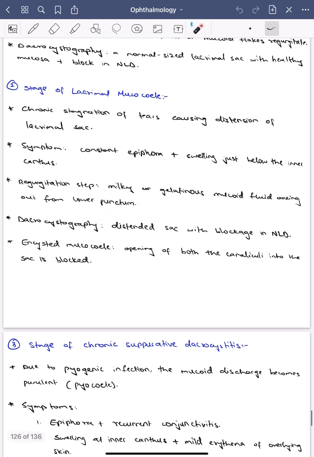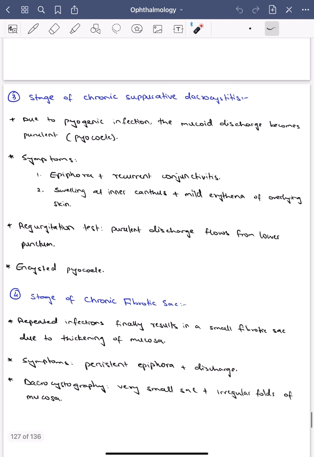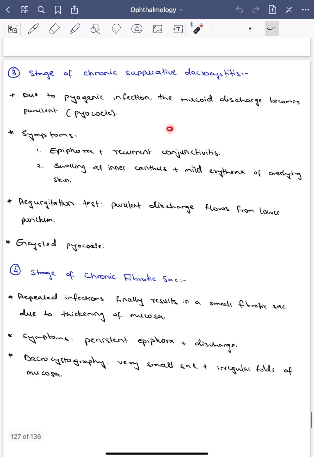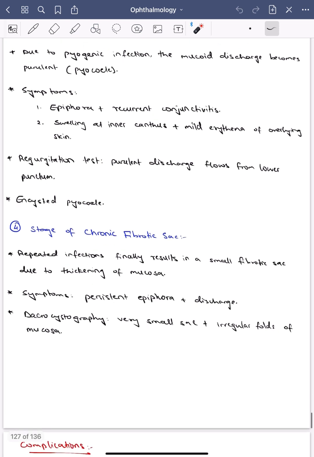Next is the stage where the mucocele becomes converted into a pyocele due to infection, and hence the symptoms are constant epiphora. Along with this, because of the infection, there is recurrent conjunctivitis and mild erythema over the skin. And on regurgitation test, purulent discharge is seen. And finally, because of repeated infections, there is thickening of the mucosa. This results in a very small sac, and that stage is known as the stage of chronic fibrotic sac.